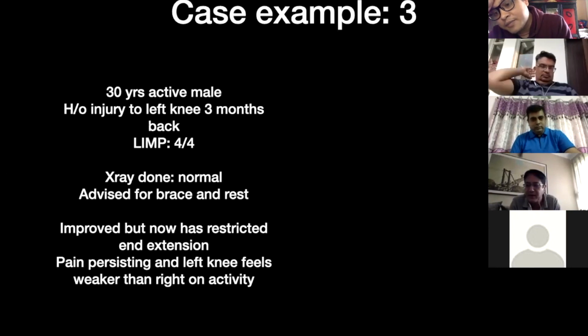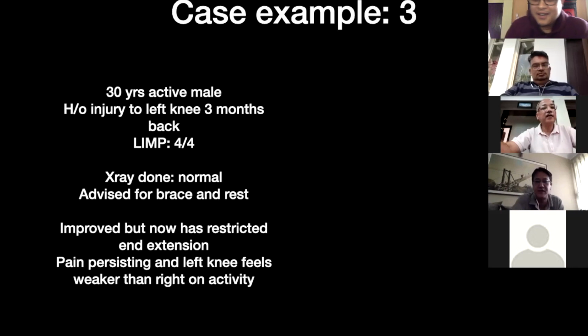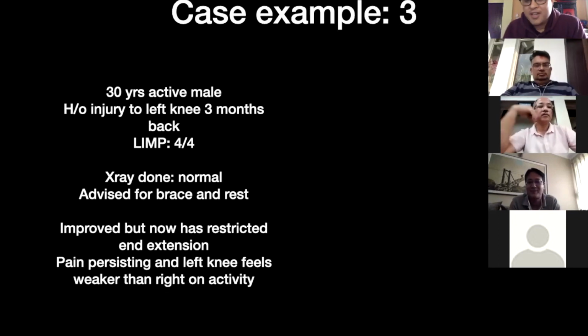Hard endpoint. What about his menisci? Test for his meniscus? Everything is normal. What about his MRI? MRI is normal. X-ray? Yeah, X-ray was done and was said normal at that time. Oh, okay. Then let's get another X-ray. Okay, you have this one.